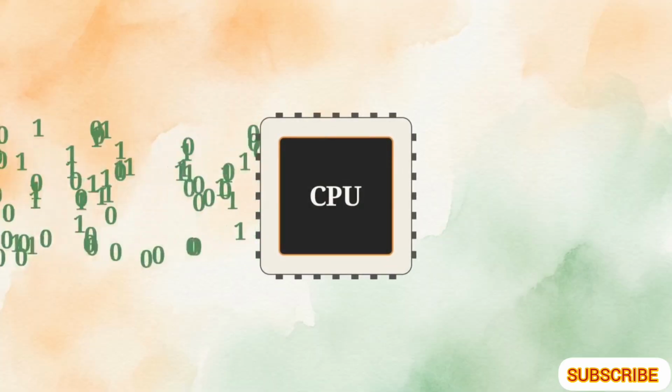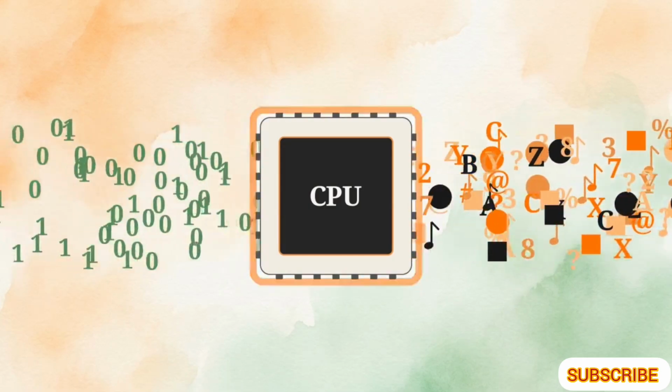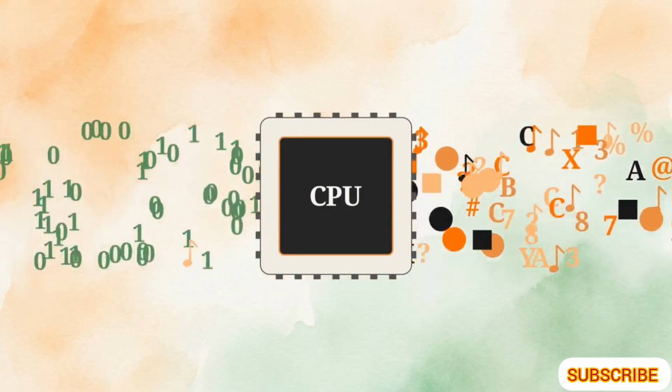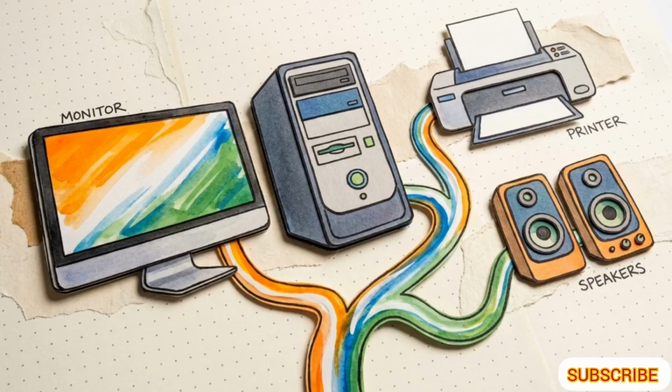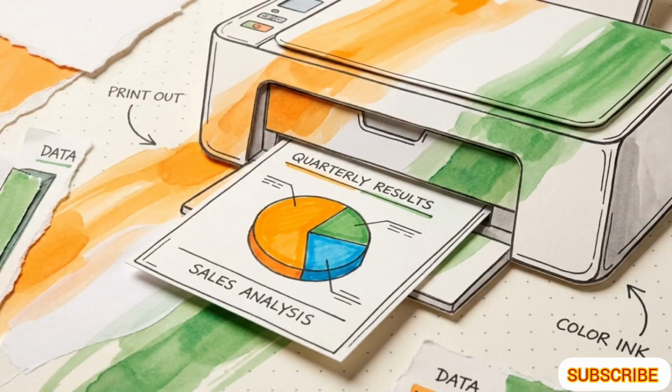Now, let's look at the end of the line. Once the CPU finishes sorting all those zeros and ones, it has a result, but it has to translate that binary code back into a language we can actually understand. It uses output devices to do this. The computer sends the final result to your monitor as video, to your printer as paper, or to your speakers as sound.